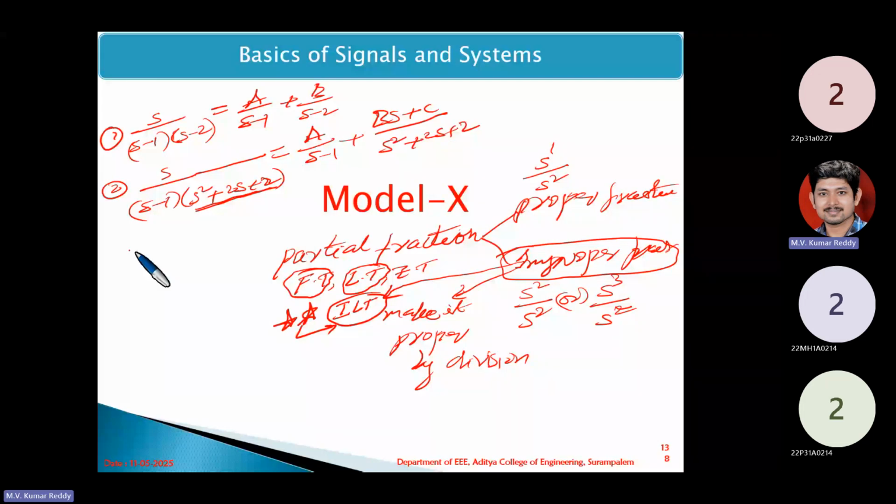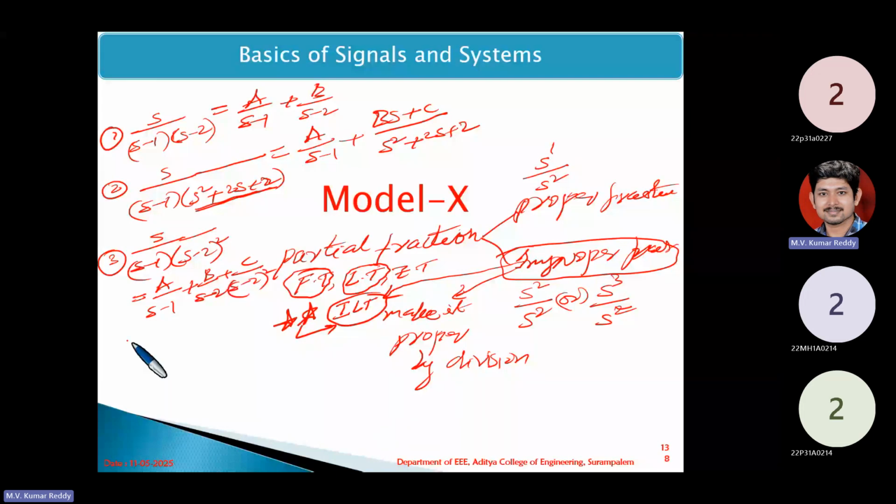These all are proper fractions only. Because here 1 2, here 1 3. Okay, proper fractions only. Now next one is s by (s minus 1)(s minus 2) whole square. This can be written as a by (s minus 1) plus b by (s minus 2) plus c by (s minus 2) whole square. Okay, this is the third method. Maximum, these are the methods.